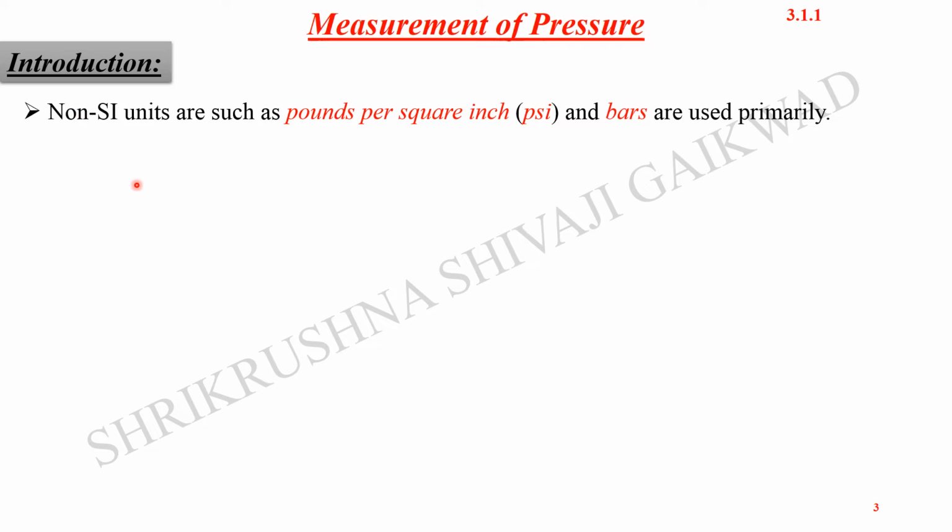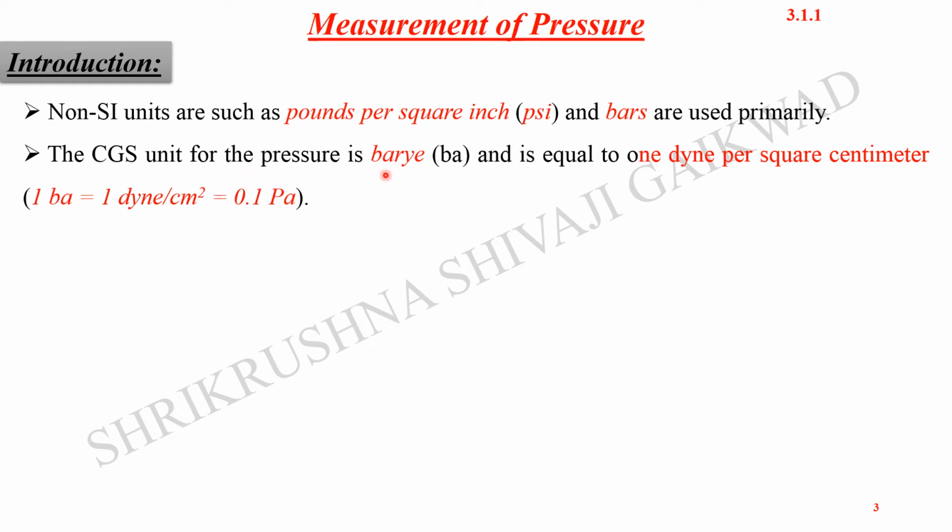Other than these SI units, there are various non-SI units or CGS units also used for the measurements. Such are pounds per square inch, that is PSI, and the bar, which are used primarily. The CGS unit of pressure is the Barye, the Ba, and is equal to 1 dyne per square centimeter, and 1 Ba is equal to 0.1 Pascal. This is the interconversion between these three different units.